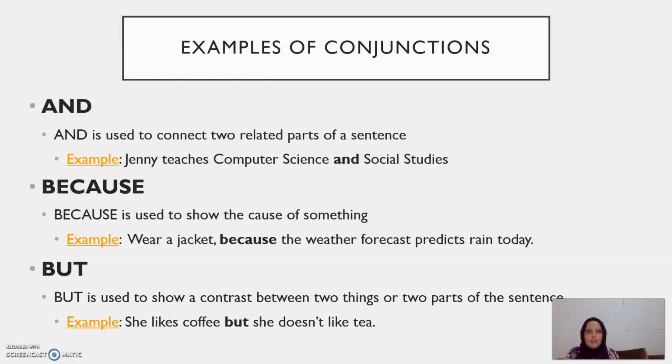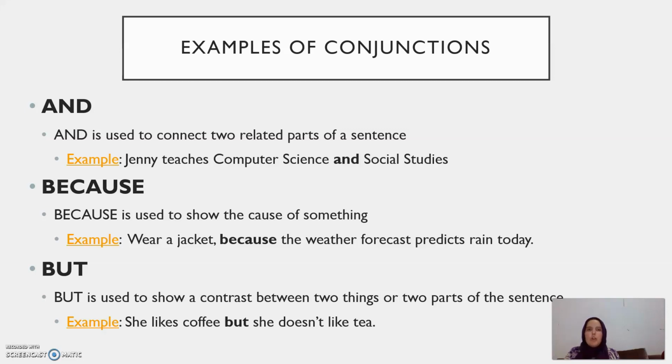The next conjunction we're going to look at is because. Because is used to show the cause of something. Look at this example. Wear a jacket because the weather forecast predicts rain today. Because tells us that the cause or reason of you needing to wear a jacket is that it might rain today. The next conjunction we're going to look at is but.